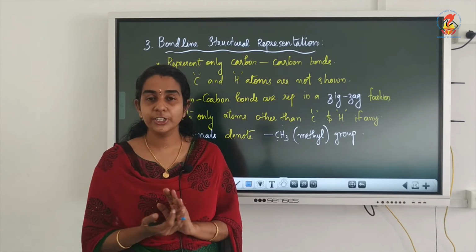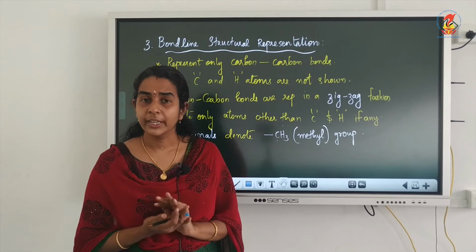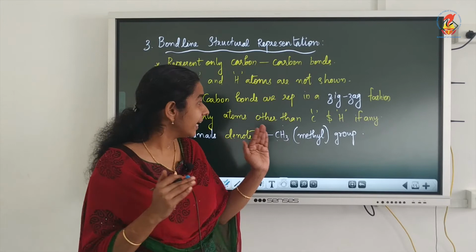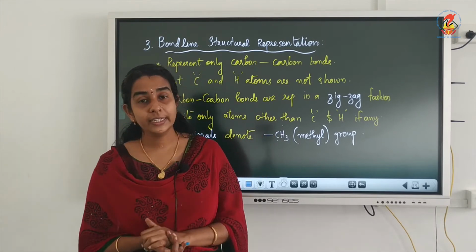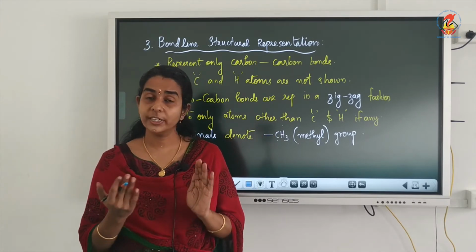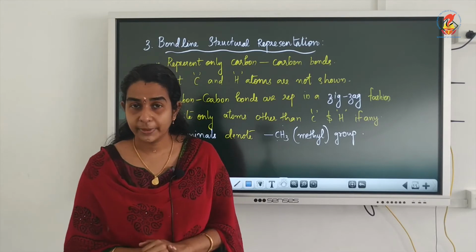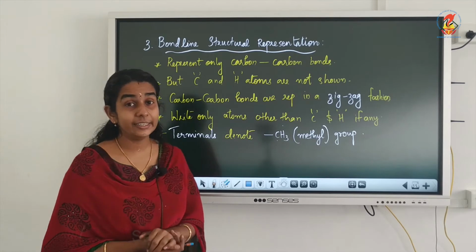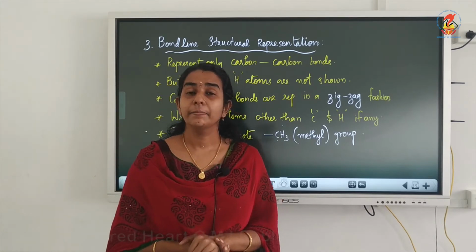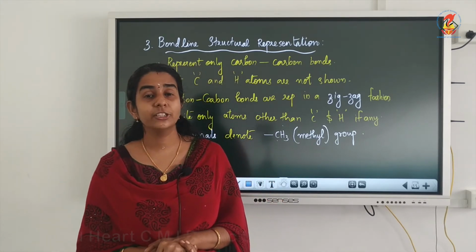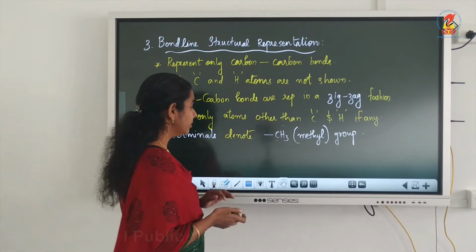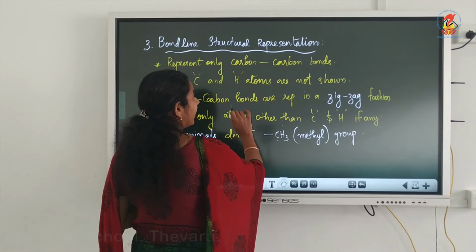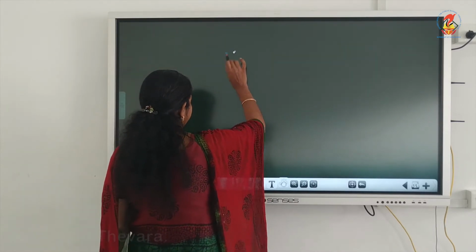like the halogen atoms fluorine, chlorine, bromine, iodine, and oxygen, sulfur, nitrogen. Only if there is any heteroatom other than carbon and hydrogen, if any, not necessary, only that will be represented in the bond line representation. Now always the terminals will represent a methyl group, that is the CH3 group. Now we will see a few examples of bond line representations.